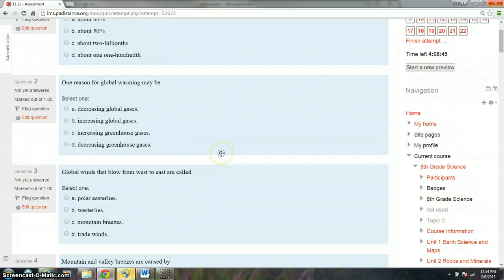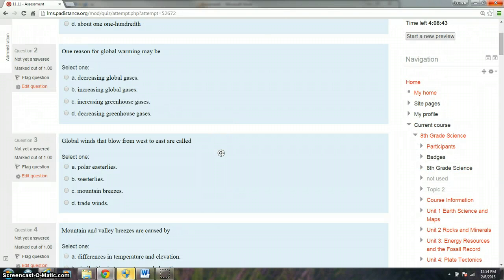Question 2. One reason for global warming may be A. Decreasing global gases. B. Increasing global gases. C. Increasing greenhouse gases. D. Decreasing greenhouse gases.